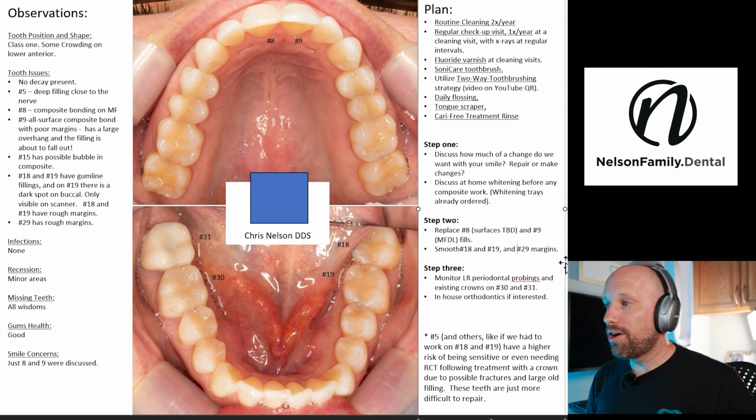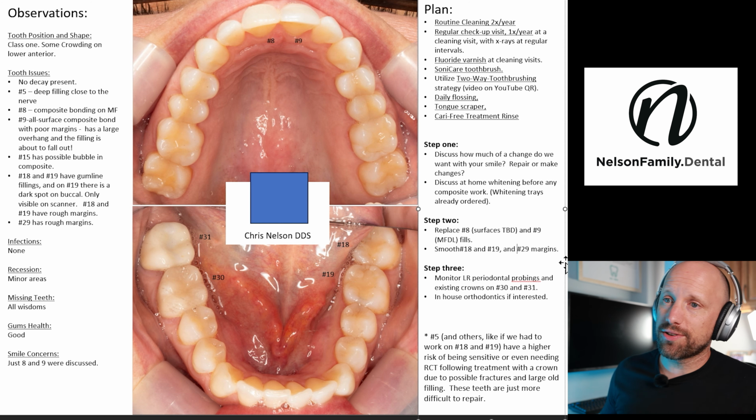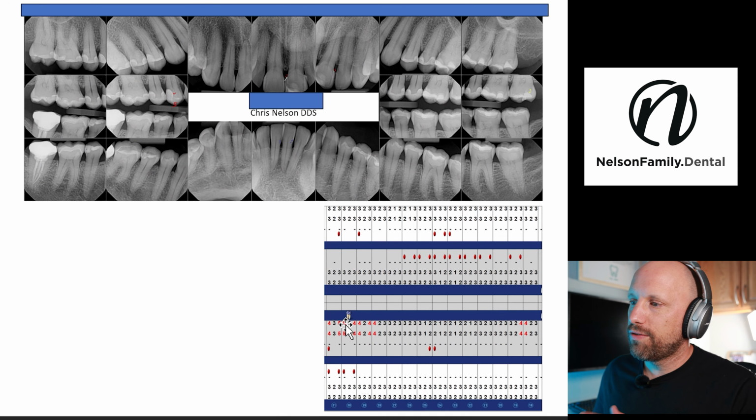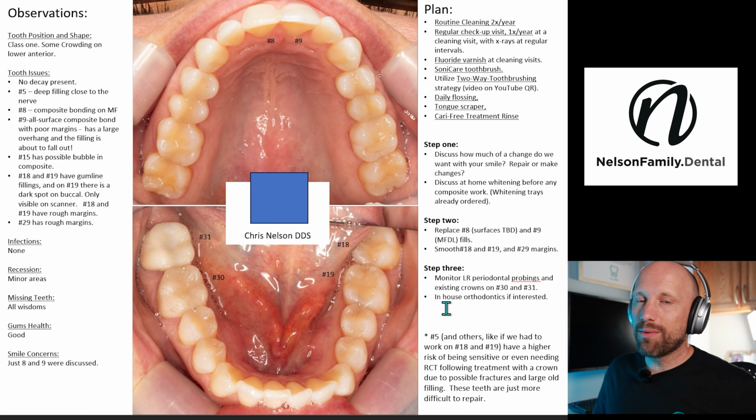And then step 3, monitor the lower right. Those periodontal pockets are a little bit deeper. If we look at our probes, we've got some 4s, 5s, and some bleeding on the lower right. So we'll keep an eye on that with our hygiene team.